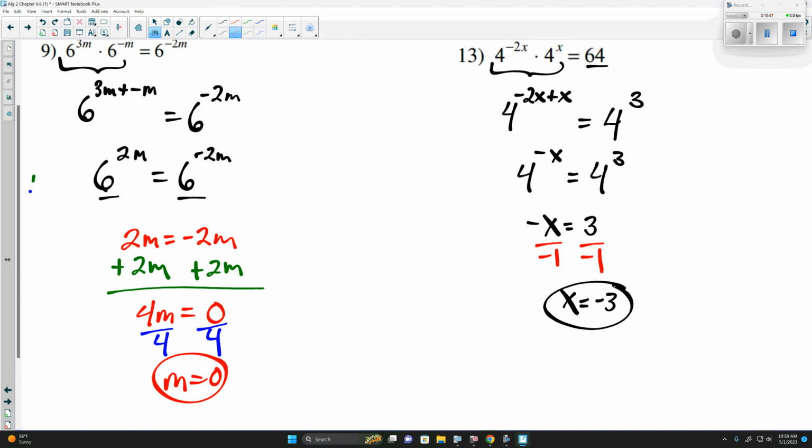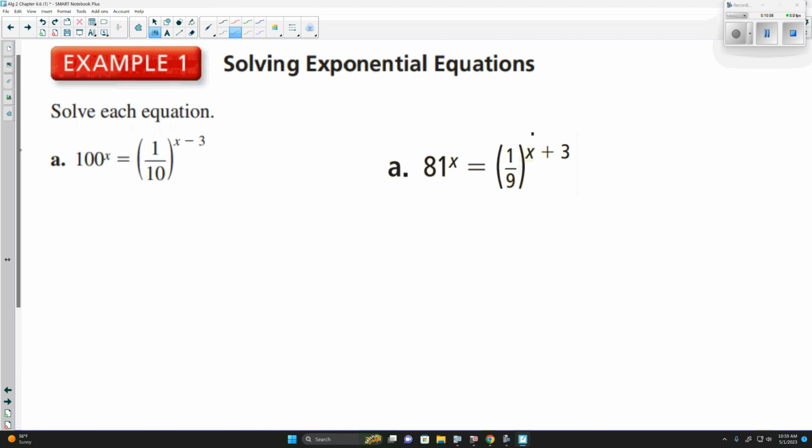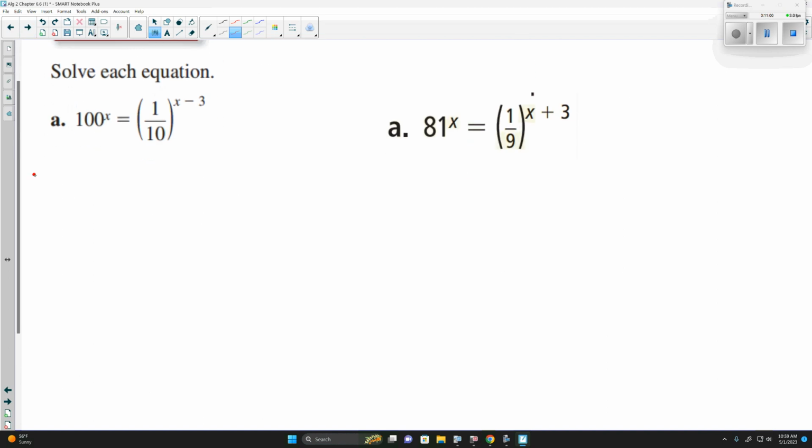Questions on any of this here? Are you ready for the next one? So let's look at these next two here. Now, again, we need the bases to be the same for us to be able to solve these.